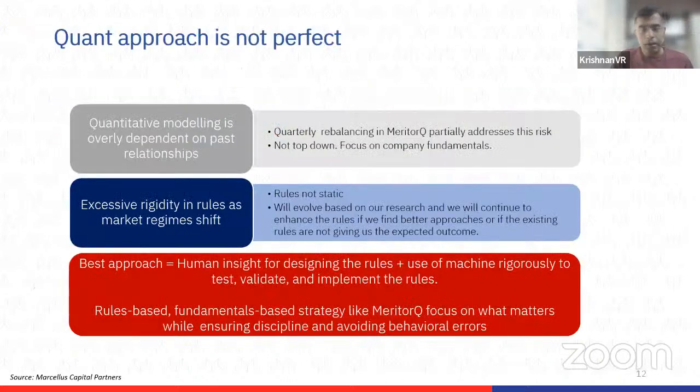So there are basically two broad weaknesses. One is quant or rules-based approaches are overly dependent on past relationships. Like I said, you're looking at historical data, and history, like they say, rhymes but seldom repeats exactly, right? Secondly, once the rules are framed, the flexibility is less versus a human fund manager taking the calls.